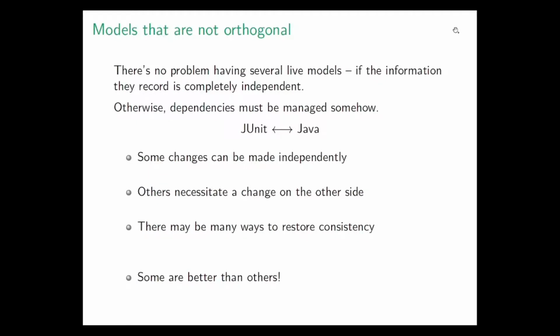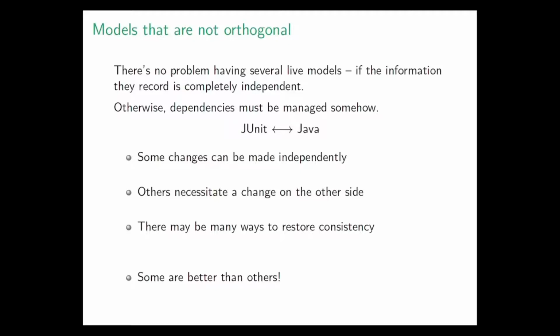Now, of course, there would be no problem having however many live models we wanted if the information that they recorded was all completely independent. The whole problem that we have with integrating concerns is that there are dependencies between these different models, and those dependencies have to be managed.